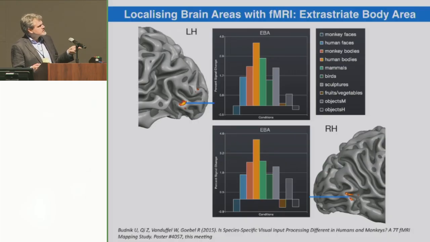And then, if we use 7 Tesla imaging, we see very fine-grained patterns of activity. Here is the extrastriate body region, which responds, of course, strongest to human bodies, but also strongly to monkey bodies, and also to human and monkey faces. So it's not exclusively to one function.